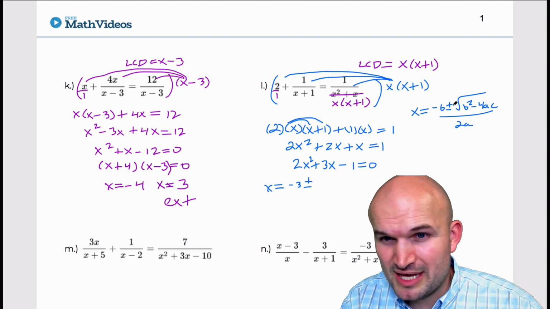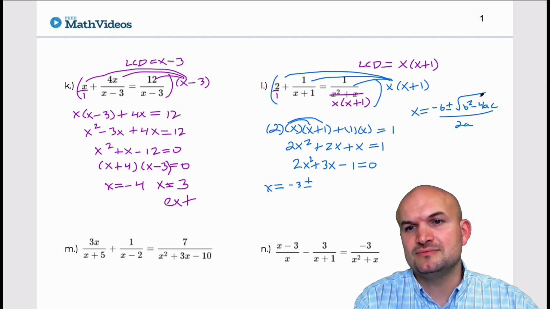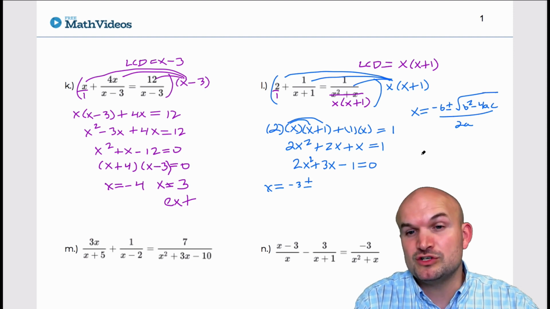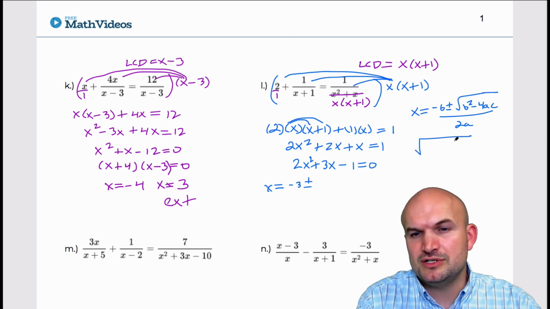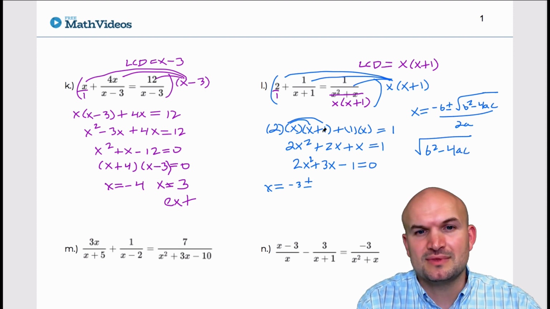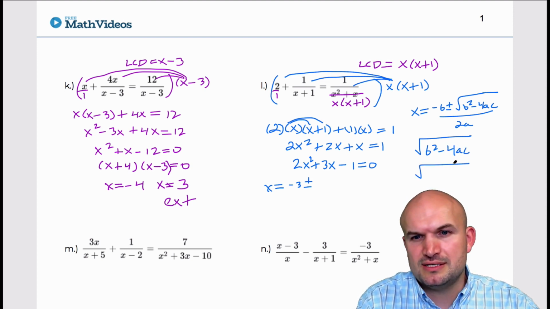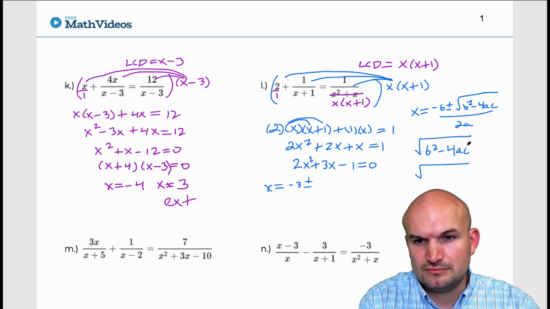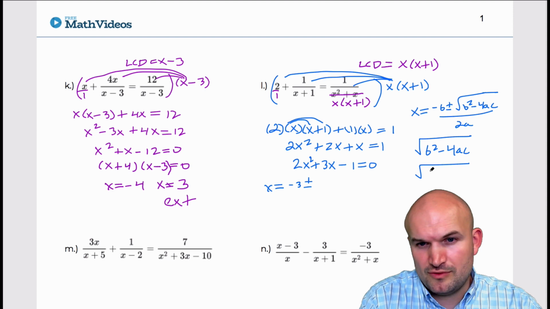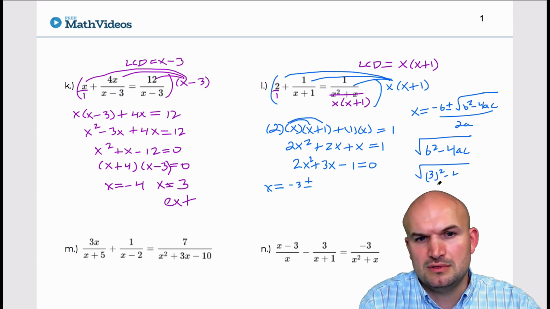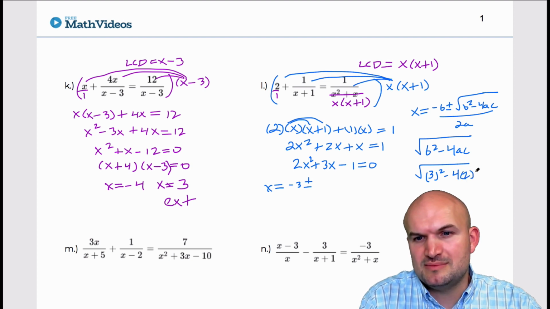Actually, before I even do that, let's go ahead and determine the discriminant to see if there are actually any real solutions. So I'm just going to do b squared minus 4 times a times c. And what I get here is 9 minus, so that would be 3 squared minus 4 times 2 times a negative 1.